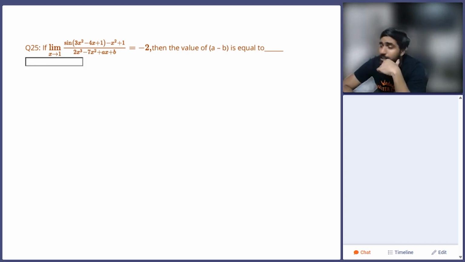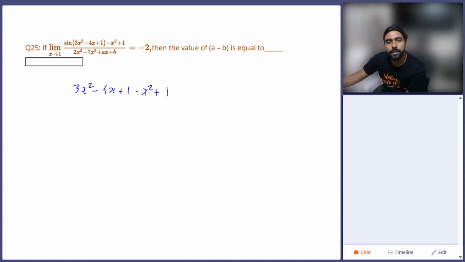Moving on. Last question. What do we have here? The limit as x tends to 1 of sine of (3x² minus 4x plus 1) minus x² plus 1, divided by 2x³ minus 7x² plus ax plus b, is minus 2. What is the value of a minus b? Let's see the form. If I put x tending to 1, I'm getting 3 minus 4 plus 1. That's sine of 0.